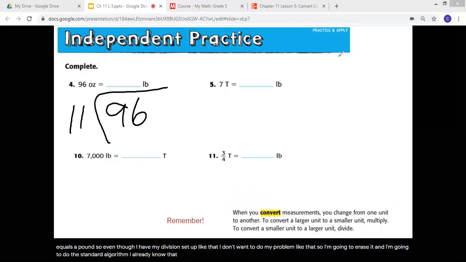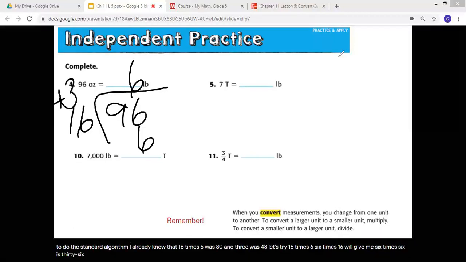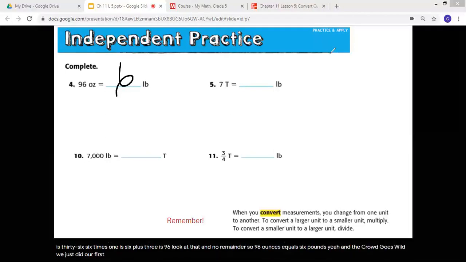I already know that 16 times 5 was 80, and 16 times 3 was 48. Let's try 16 times 6. 6 times 16 will give me, 6 times 6 is 36. 6 times 1 is 6, plus 3 is 9, so 96. Look at that, and no remainder. So 96 ounces equals 6 pounds. Yay, and the crowd goes wild. We just did our first conversion.